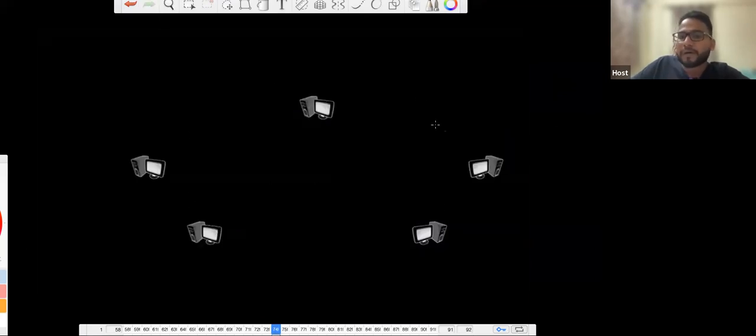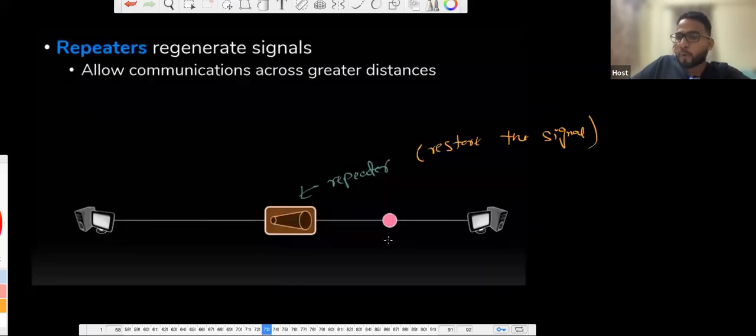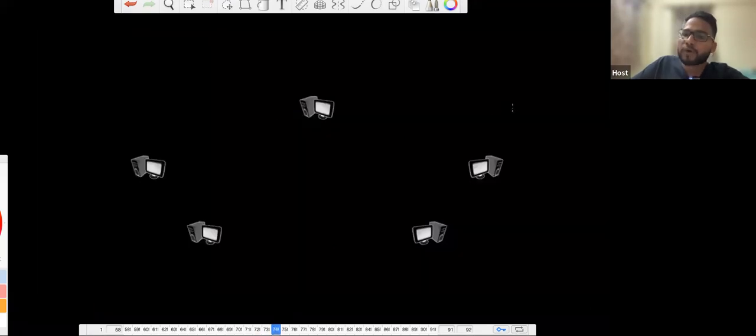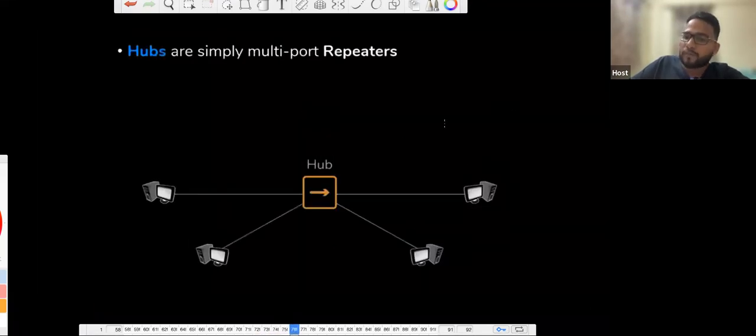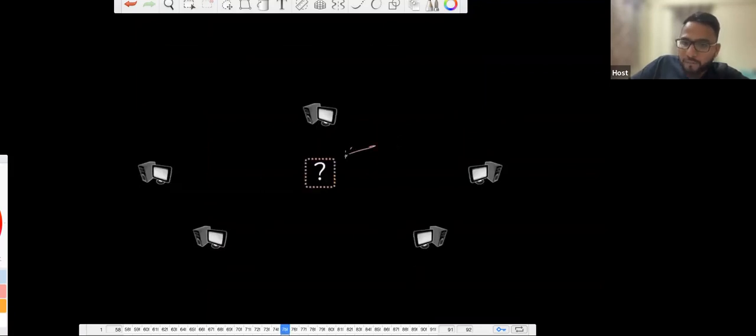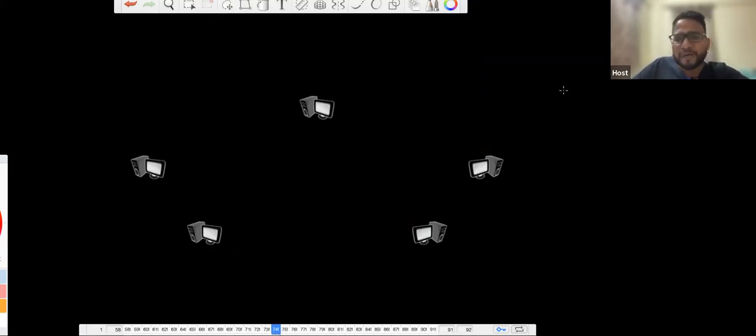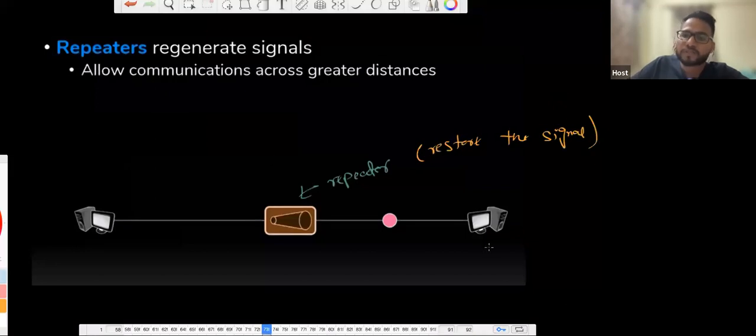But suppose there are multiple hosts, then what is the device that you can plug in? Generally, a repeater has just two ports. But if you have multiple hosts, then which device can you put? You can put a hub. Okay, here you can put a hub. It is the same as a repeater, just that it has multiple ports. In fact, it is not necessary for a repeater to have just two ports.